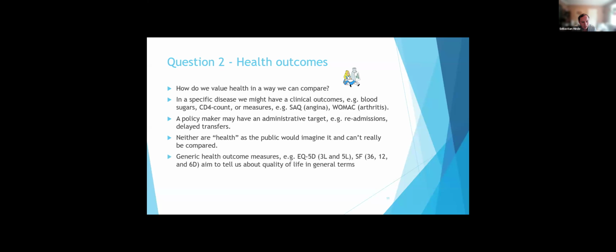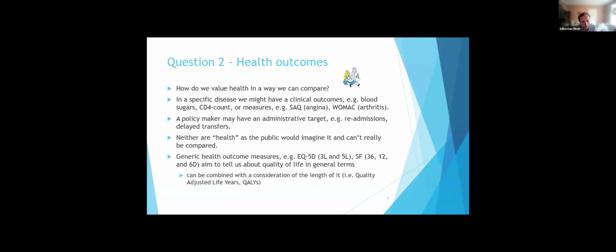So this led to the development of generic health outcome measures. You might have heard of the EQ5D, which is the most commonly used and comes in different versions. And then there are other things like the SF tools, which aim to really just tell you about the quality of life in very general terms that you can then compare between different individuals and different interventions.